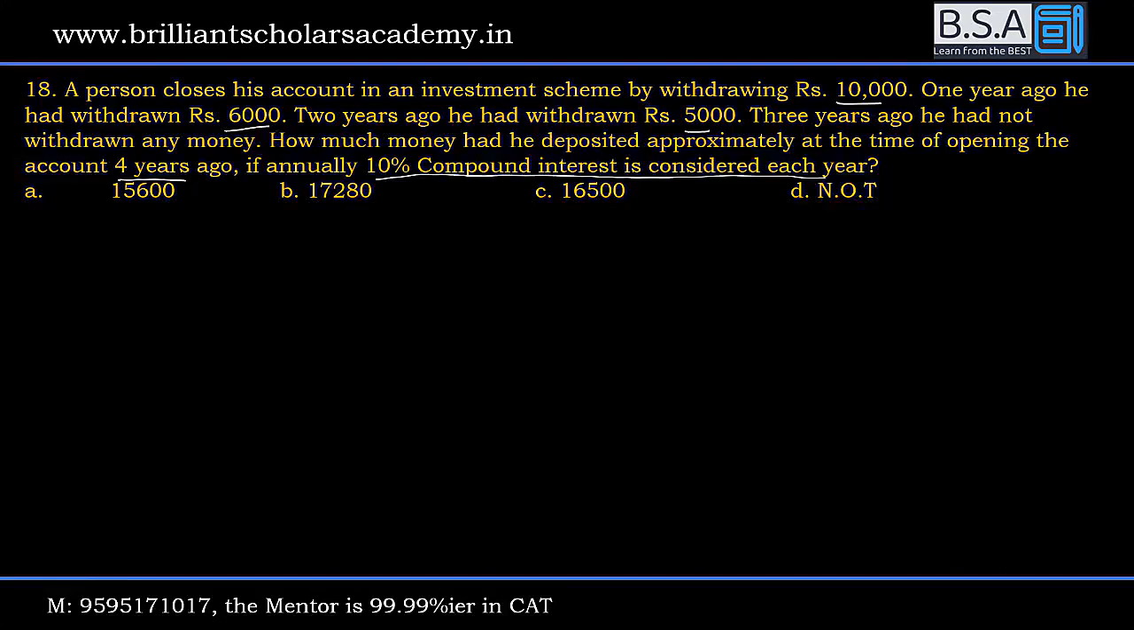So when he closes the account, he has withdrawn 10,000 rupees. A year before that, 6,000 rupees. A year before that, he had withdrawn 5,000 rupees. 3 years ago, he had not withdrawn any money. How much money did he deposit approximately at the time of opening 4 years ago, if 10% interest is considered for each year?